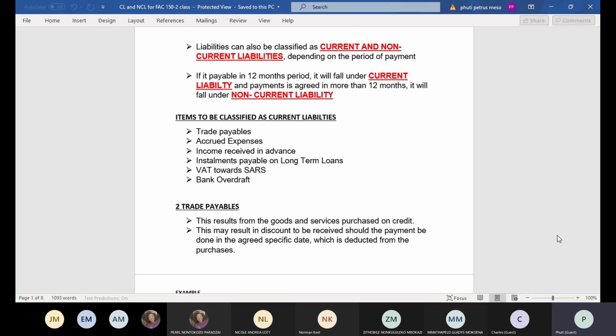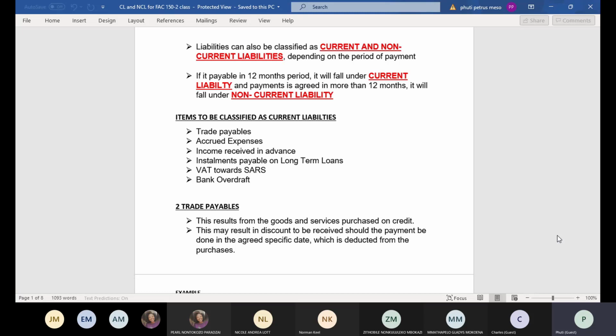The amount that you owe towards SARS, usually output VAT, and you've got your bank overdraft. Bank overdraft, most of us go through that. Now I can see the bank has introduced the immediate overdraft on the app, and you will see whether you qualify or you don't qualify.